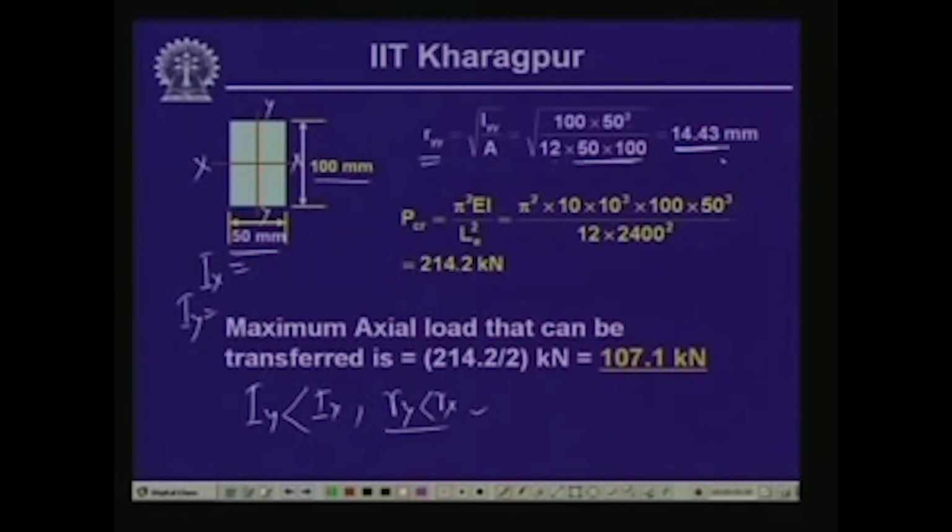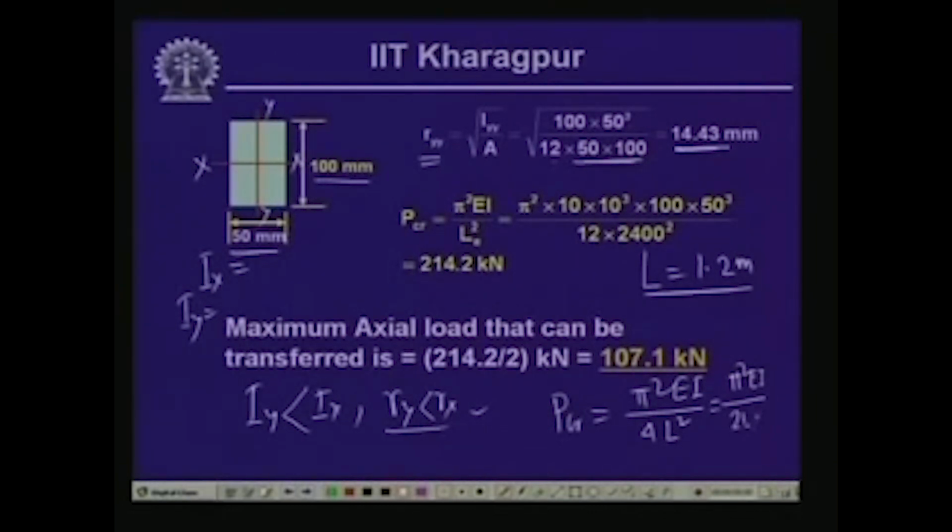Now, for this, if we compute the value, the length of the member is equal to 1.2 meter, and since this is a cantilever member, we have seen that for a cantilever, the critical load is equal to pi square E I over 4 L square. So, thereby this is equal to pi square E I divided by 2 L square, and 2 is the value of k, which is the effective length coefficient.